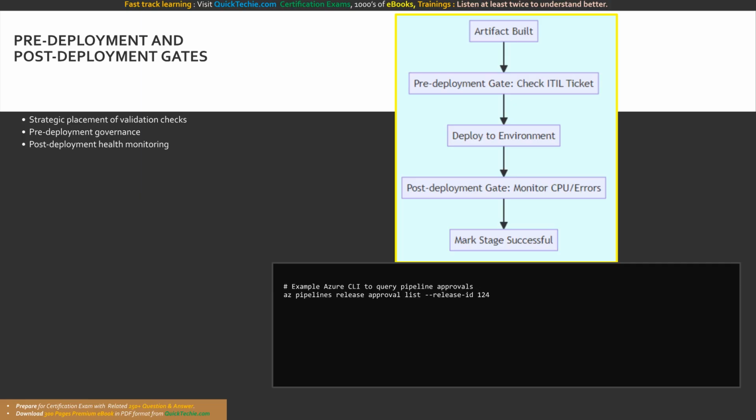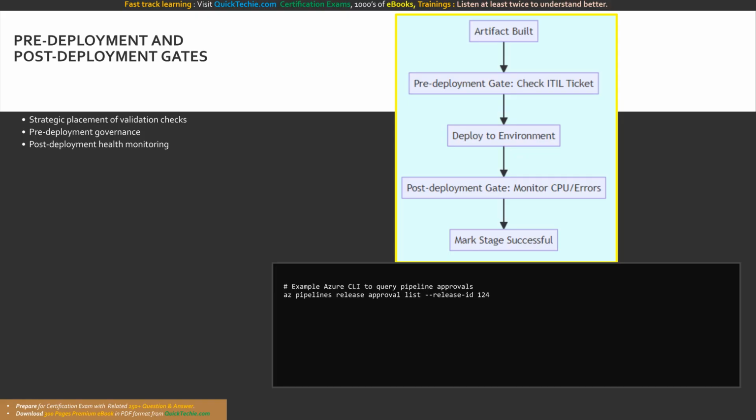Post-deployment gates, conversely, execute immediately after the artifact has been deployed to an environment, but before the pipeline considers the stage officially successful. Post-deployment gates are intensely focused on operational health monitoring. For instance, after deploying a microservice to a staging cluster, a post-deployment gate will continuously query Azure Monitor for a specified duration. If the new code causes an unexpected spike in CPU utilization or triggers excessive HTTP 500 error rates, the gate fails. This failure immediately halts the pipeline, preventing the flawed artifact from automatically propagating onward to the highly sensitive production environment.